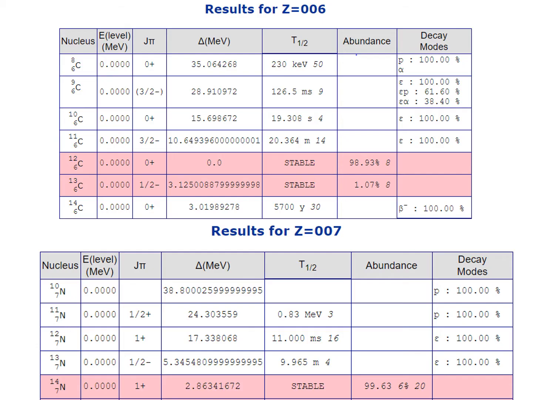And what this would look like is shown here. This is Z of 6, so that's carbon, the data, mass excess in MeV, value shown here, the nitrogen data, Z of 7, nitrogen-14, shown here. So again, the Q value would be the parent 3.01989 minus the daughter 2.86341. And that's how one can calculate the Q value for that specific reaction.